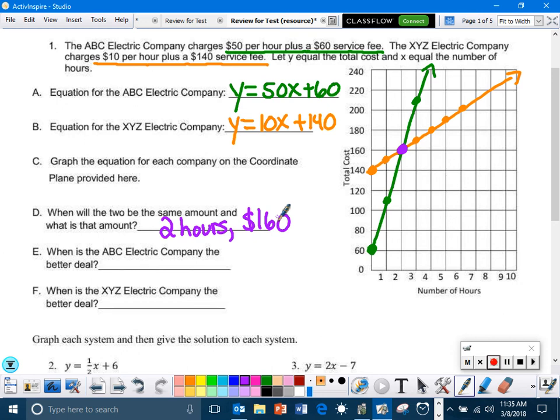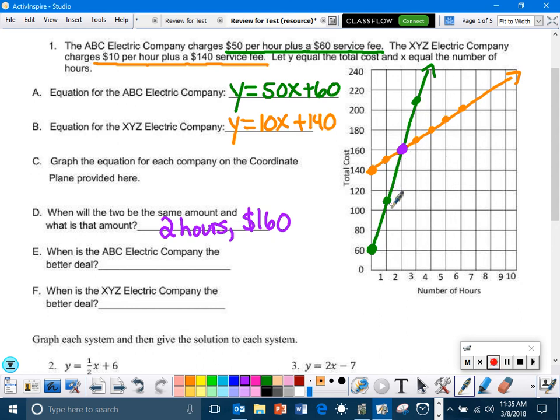Okay? Next question. When is the ABC Electric Company the better deal? Okay, well the ABC Electric Company, I graphed it in green. So where is it the better deal? Well, it's the better deal when the value is less than the other one. So if I look at the graph, I see the green line is below the orange line right here. Okay, follow my pen. Okay, right here it's less than.